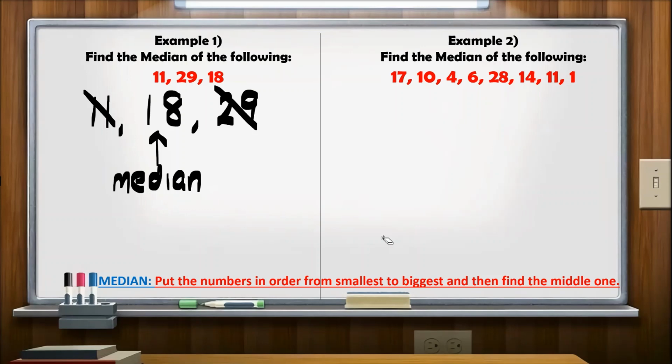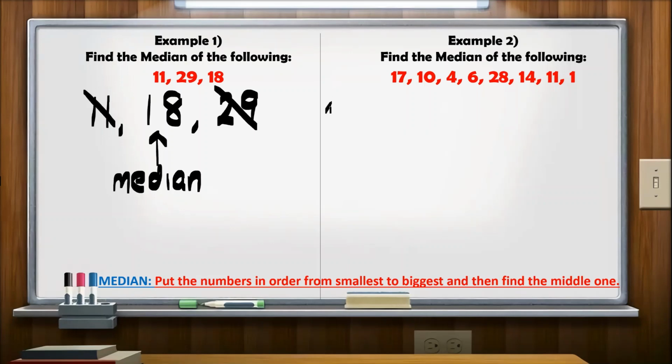Now moving on to example 2. You may be asking yourself, what happens when we are left with two numbers in the middle of our data set? We're going to follow the same steps, and hopefully in this example I will show you what to do. So the first step is to place the numbers in order from smallest to biggest.